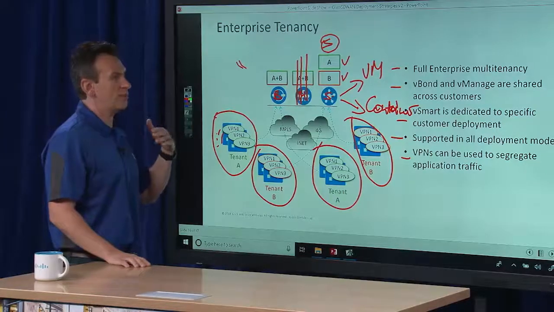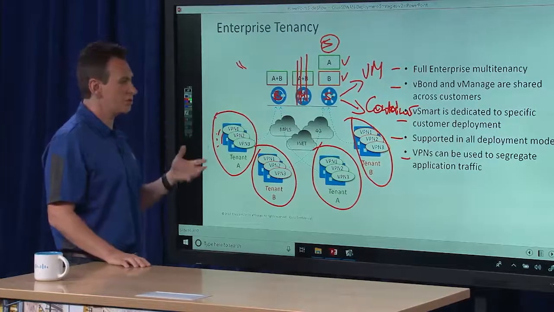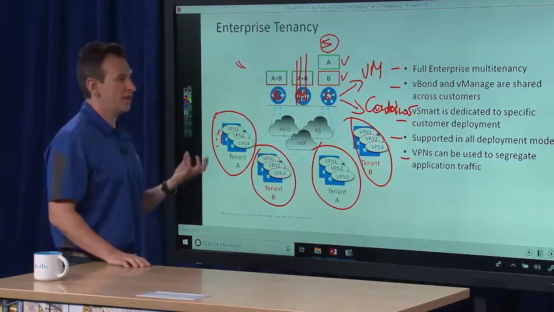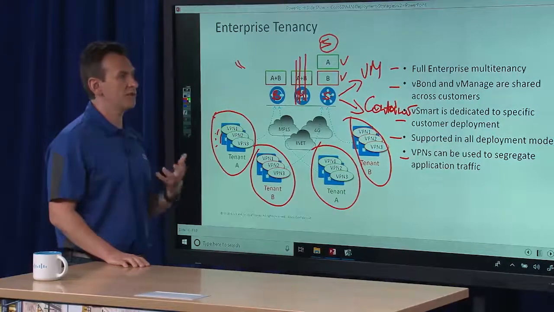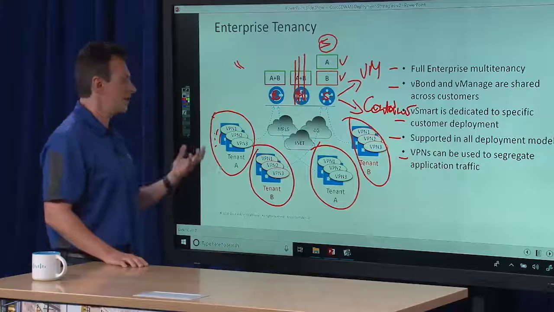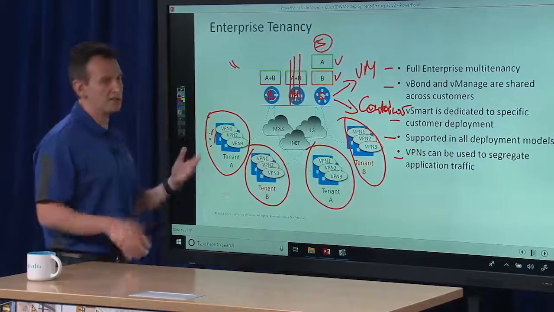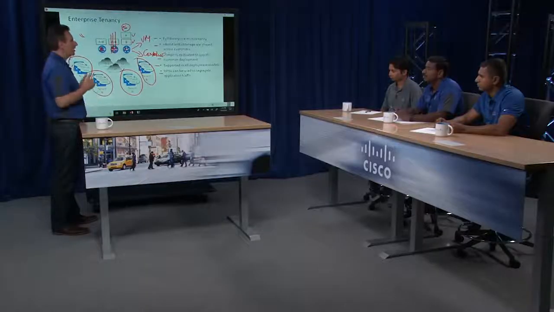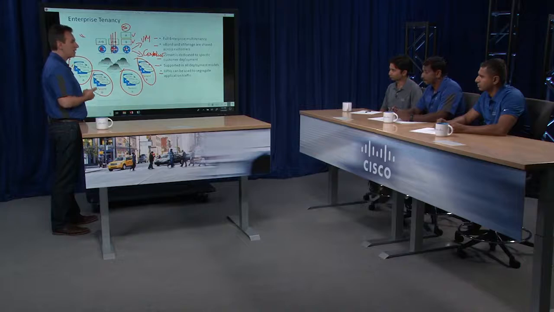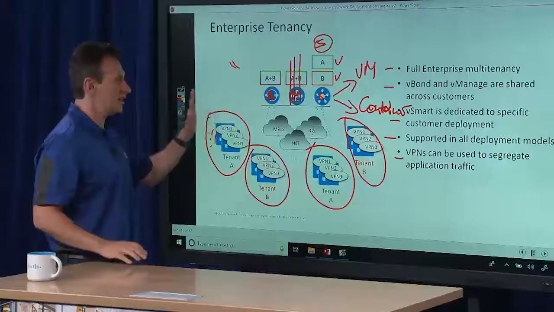If you are an organization and you just want segmentation and you don't truly want tenancy constructs, then the previous example of VPN segmentation is more than enough. But if you're looking for a more true, industry-recognized way of delivering multi-tenancy, it is really this enterprise tenancy model. Okay, thank you.